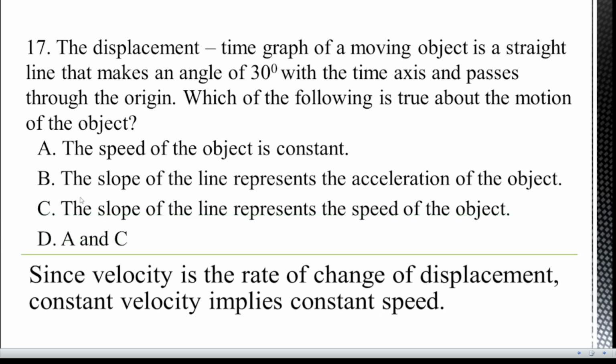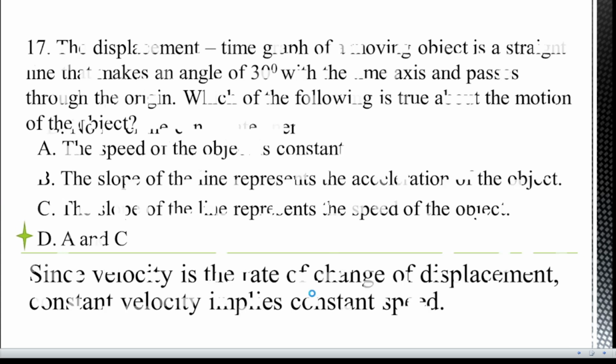Therefore, a short explanation about problem 17. Since velocity is the rate of change of displacement, constant velocity implies constant speed. And then our answer becomes D.